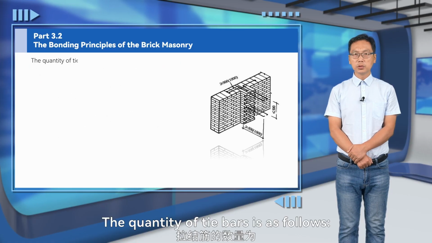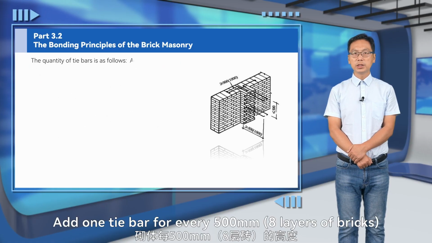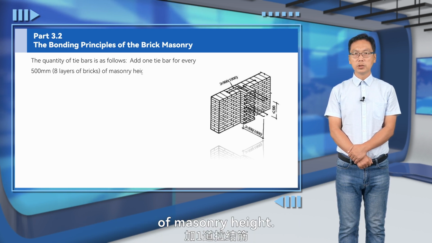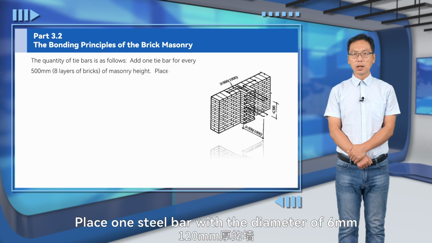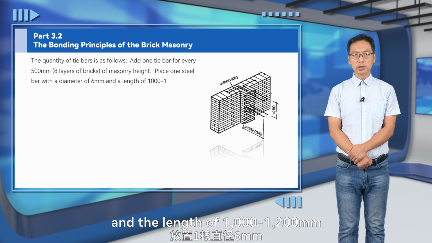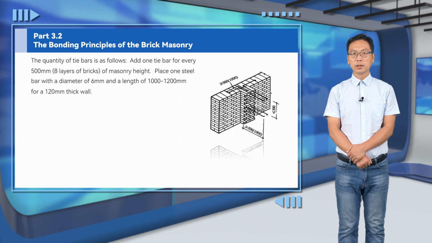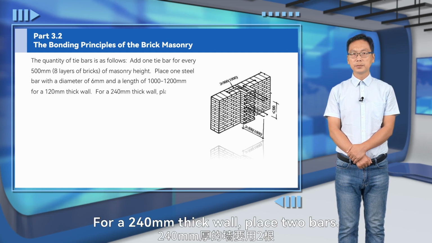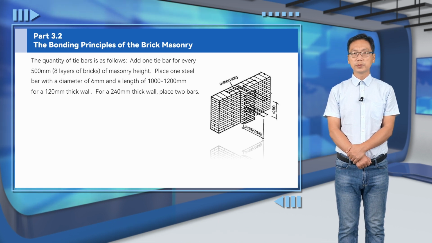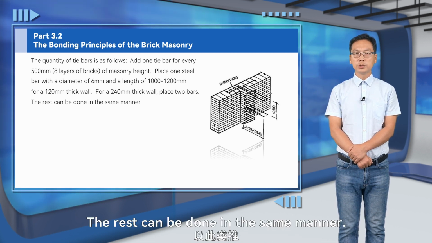The quantity of tie bars is as follows: add 1 tie bar for every 500 mm, 8 layers of bricks, of masonry height. Place 1 steel bar with the diameter of 6 mm and the length of 1000 to 1200 mm for a 120 mm thick wall. For a 240 mm thick wall, place 2 bars. The rest can be done in the same manner.